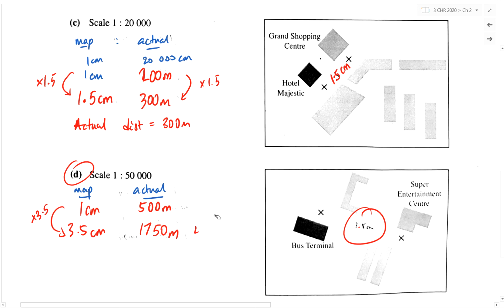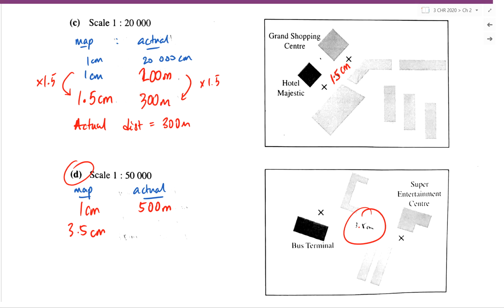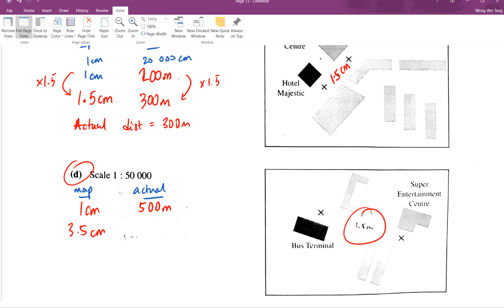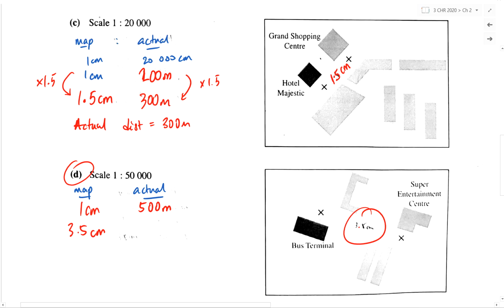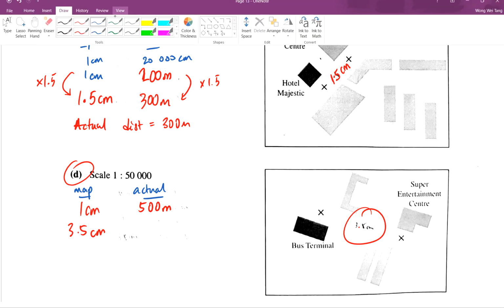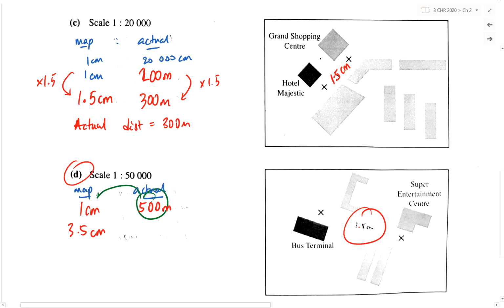Alternatively, some of you have remembered what I said. You take 500 divide by 1, then you multiply by 3.5. So your value will look like this, 500 over 1 times 3.5, which is still the same 1750 meters. And that is our final answer. No difference.